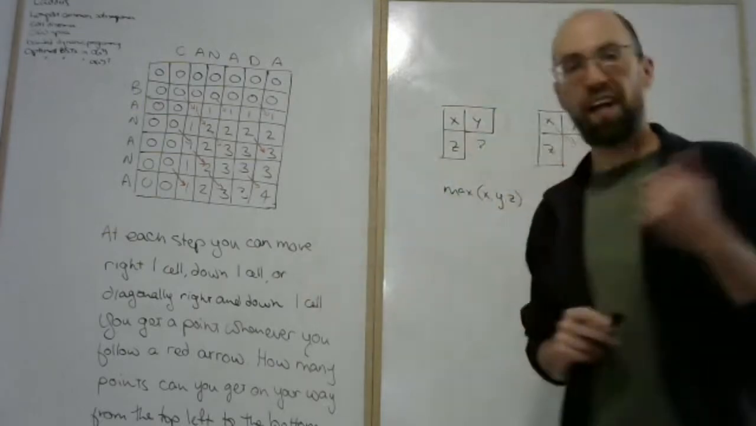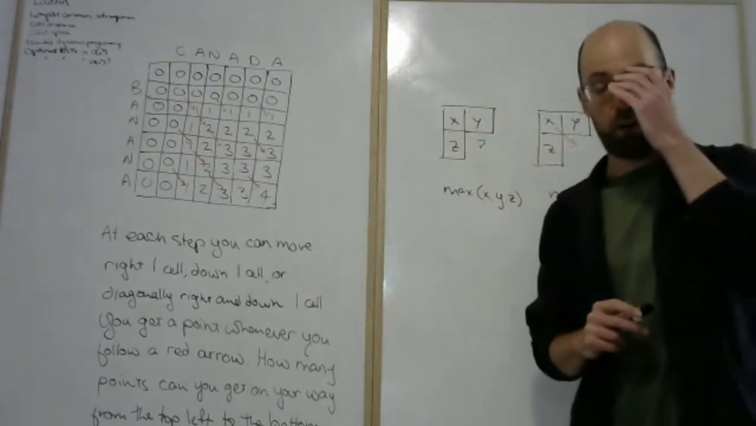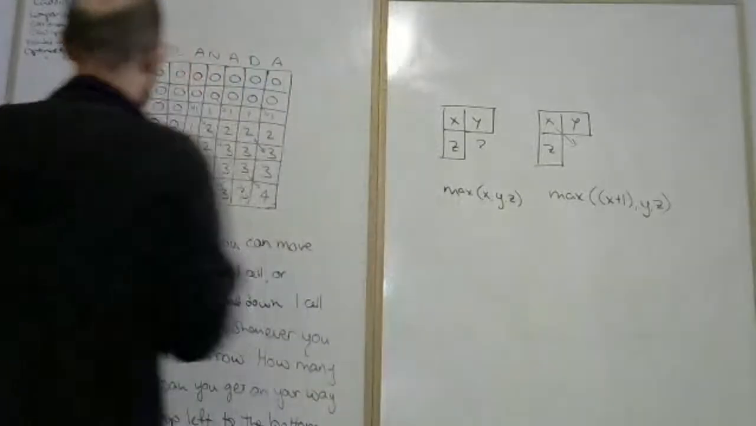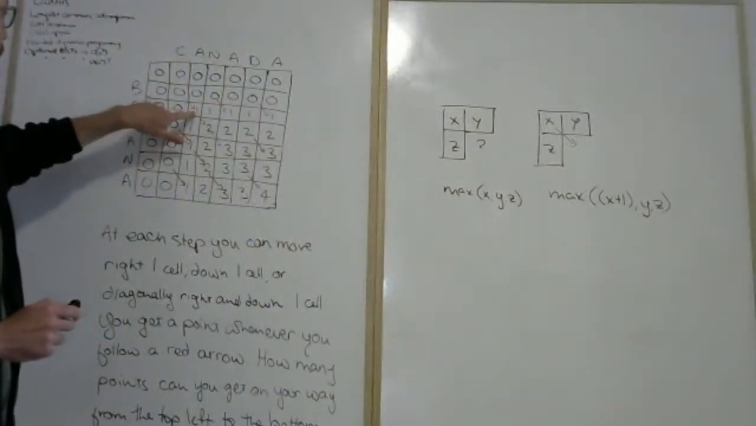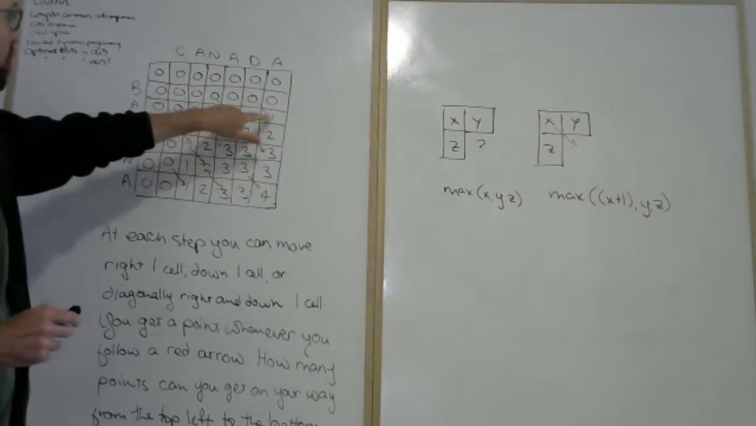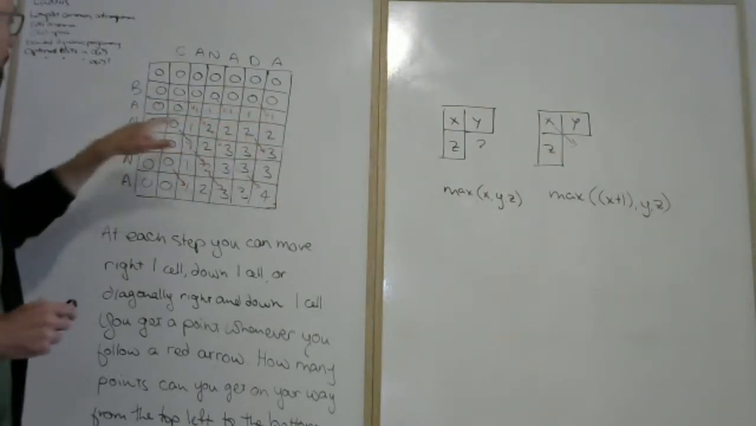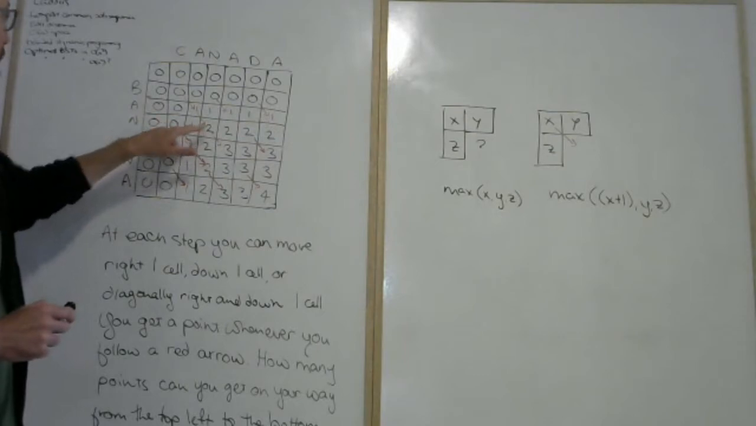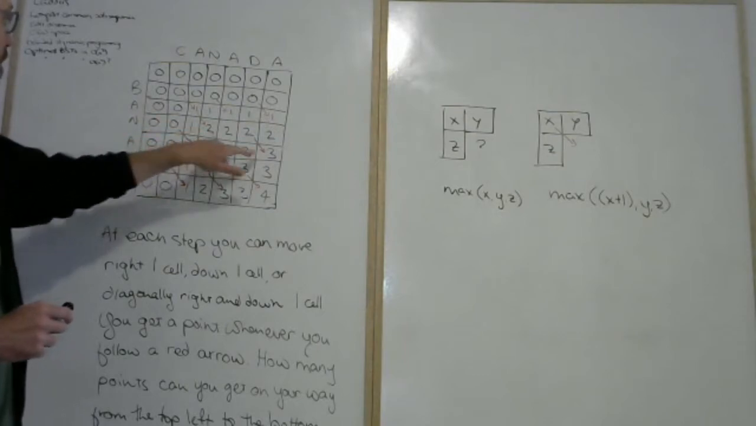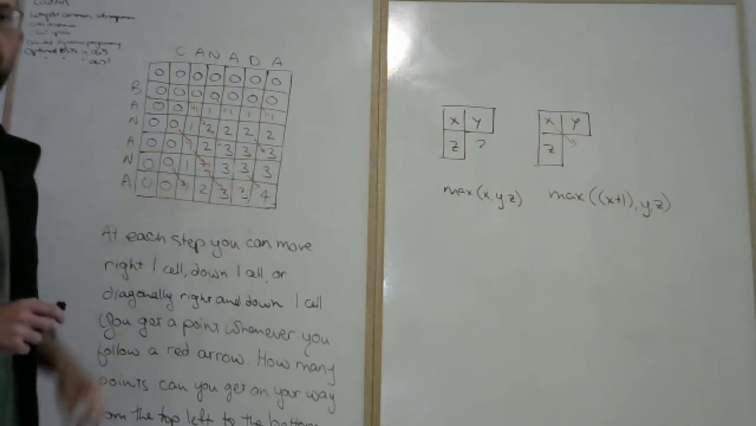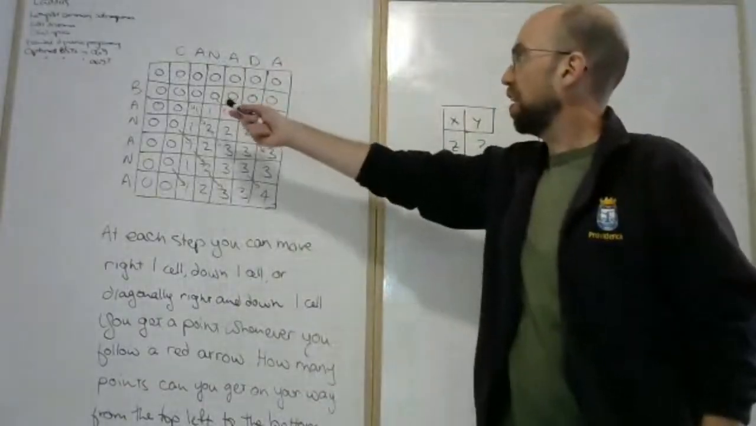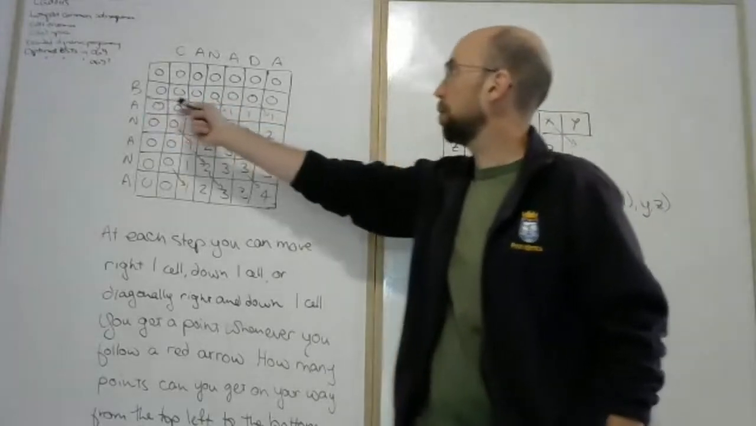So what are the red arrows? The red arrows are where B doesn't match anything. A matches with this A, and it matches with this A, and it matches with this A. N matches with this N. A matches here, here, and here. N matches with this N. A matches here, here, and here. So I put the red arrows arriving at the cells where a character here matches a character here.